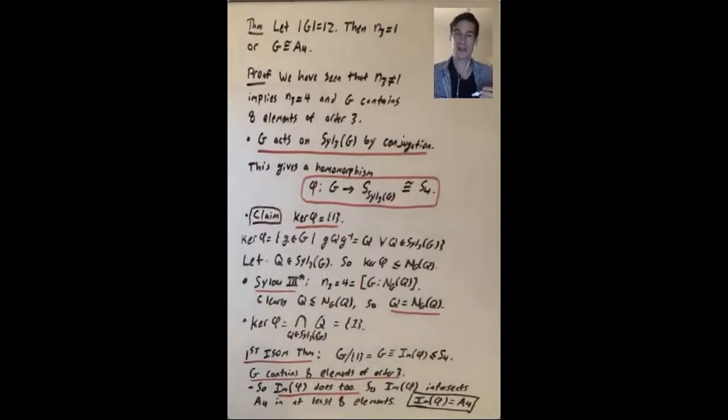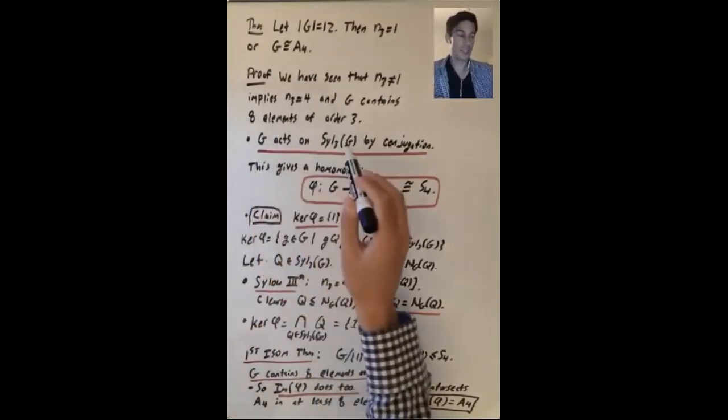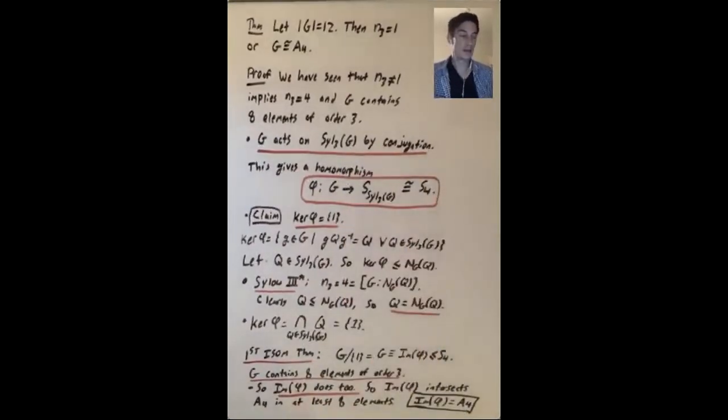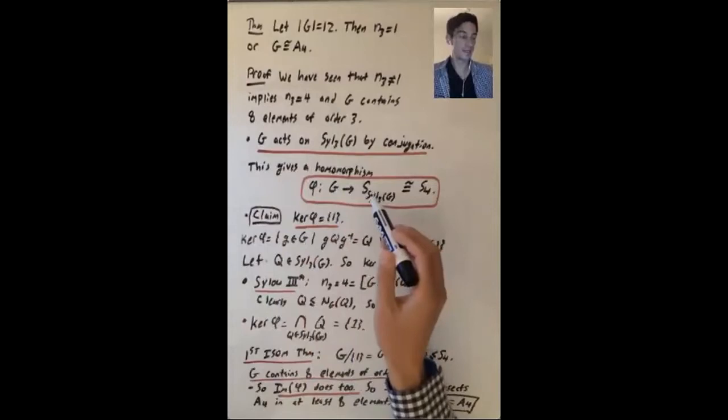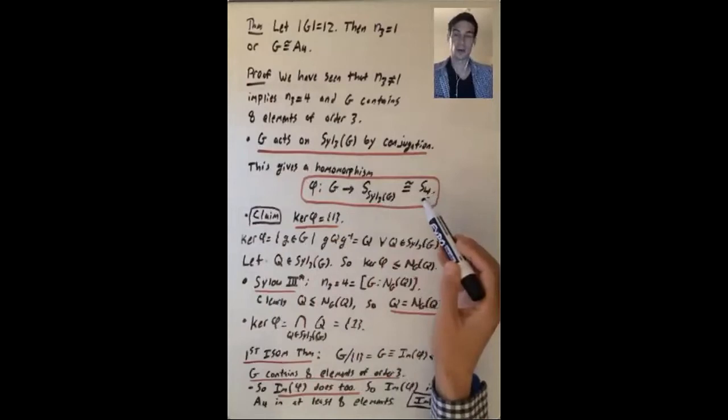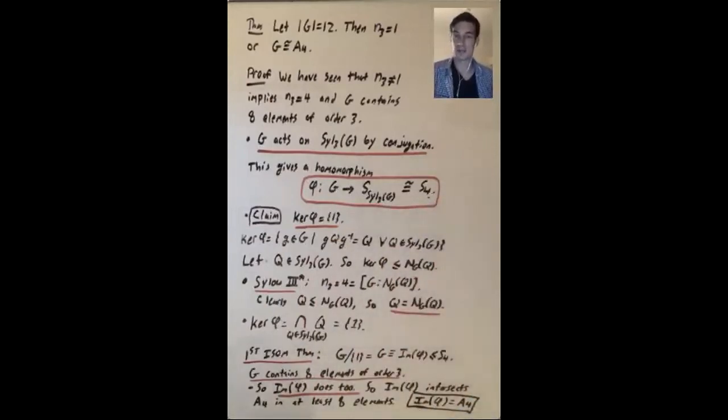Now, how are we going to show that G is isomorphic to A4? Well, if we can get G to act on a set of 4 things, that'll be a start, because that'll get us a homomorphism from G to the symmetric group on those 4 things. Here's our group action. G acts on this set of 4 Sylow 3 subgroups by conjugation. So this gives a homomorphism from G to the symmetric group on these 4 Sylow 3 subgroups. And this is isomorphic to S4, because any symmetric group on 4 things is isomorphic to S4.